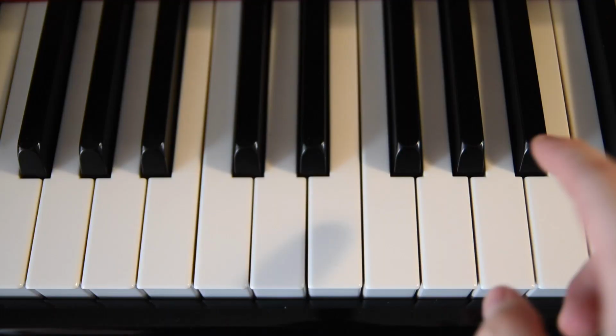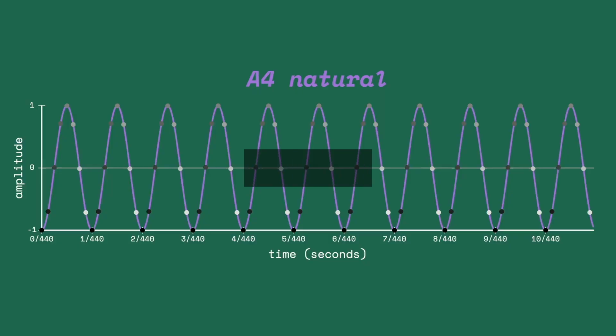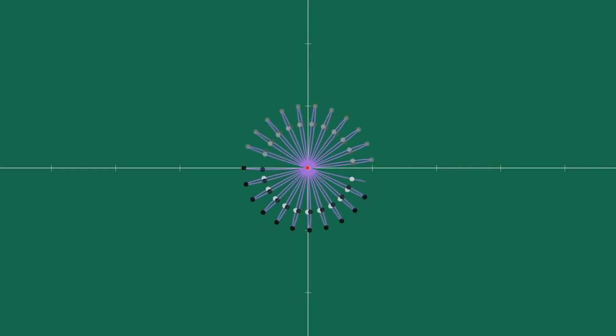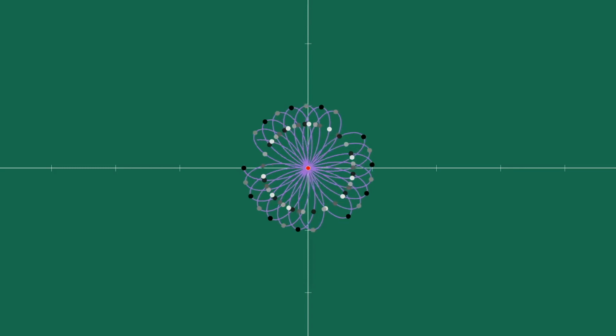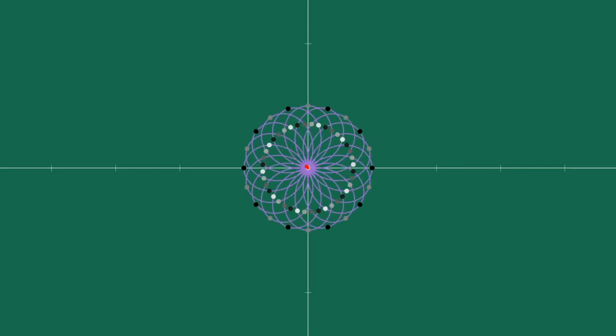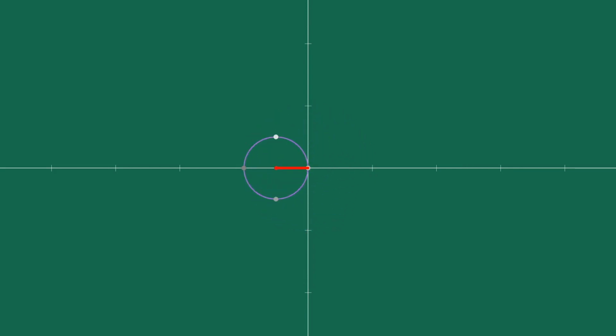Let's look at pure A4 natural. It has a frequency of 440 Hz, meaning it goes through a peak or valley every 1/440th of a second. If we take this graph and wind it, we get a fairly centered shape all around, until we wind it so that all the peaks overlap with peaks, valleys with valleys, and so on. This is where our winding frequency equals A4 natural's frequency.